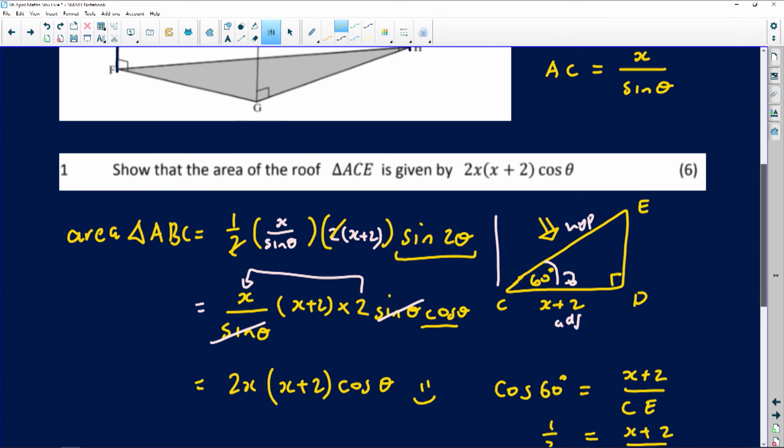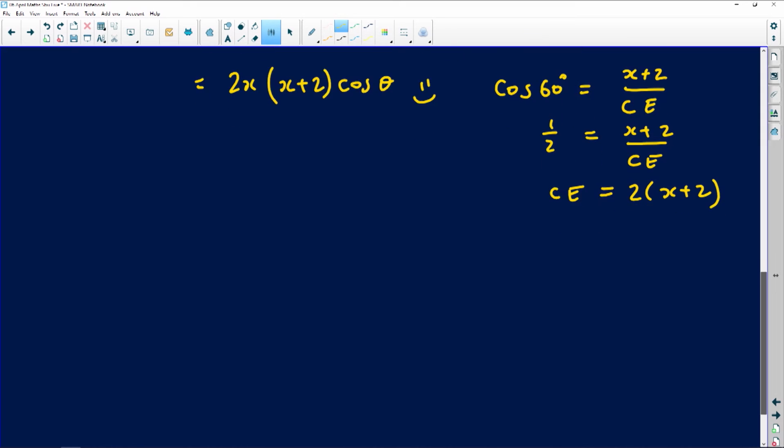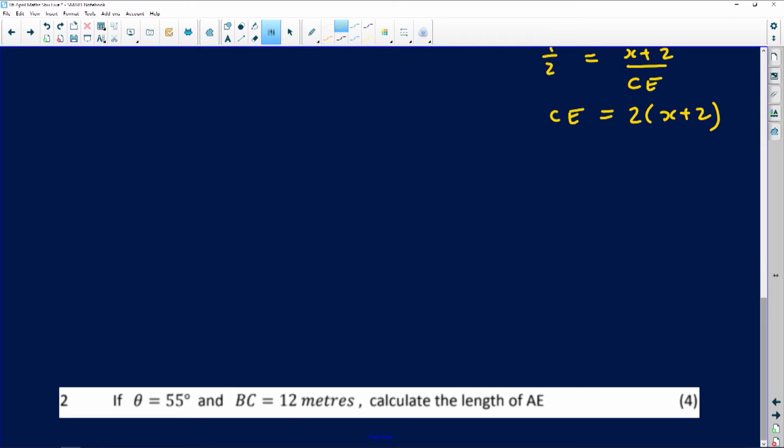Let's go to the last part of this question. The last part says if theta is 55 degrees and BC is 12 meters, calculate the length of AE. So we are given the angle theta is 55 degrees. We are given that BC is 12.